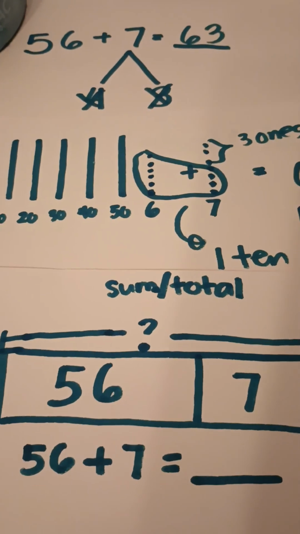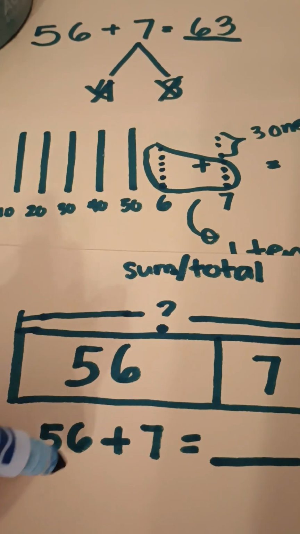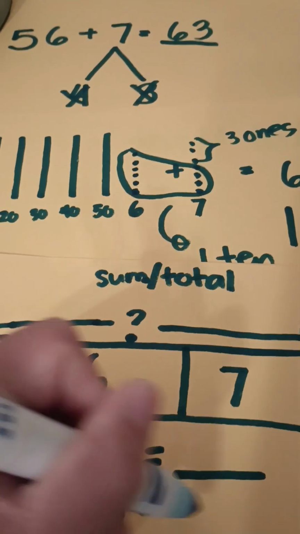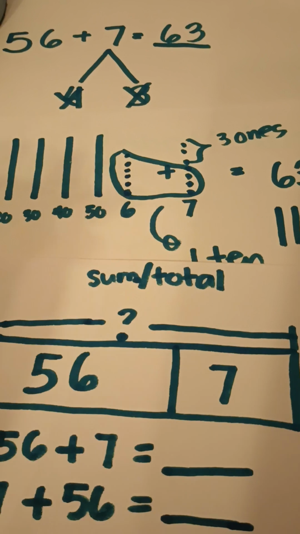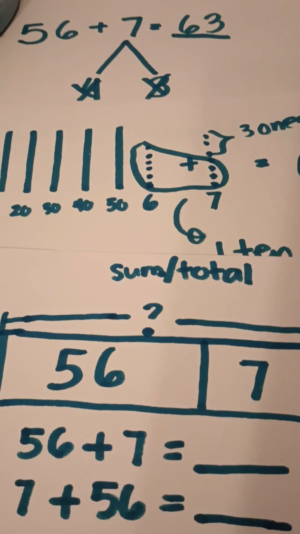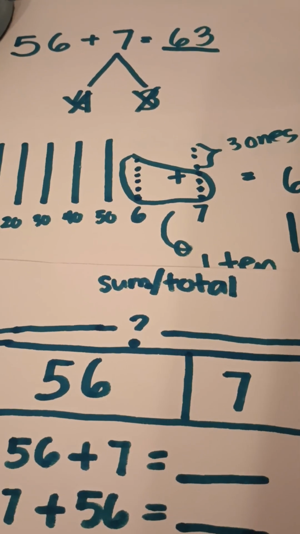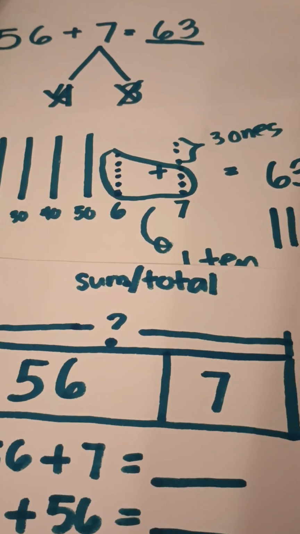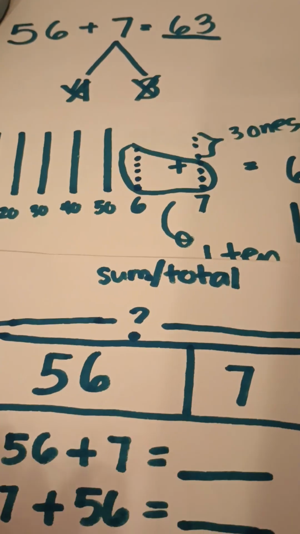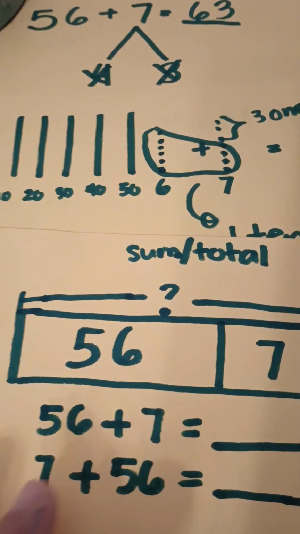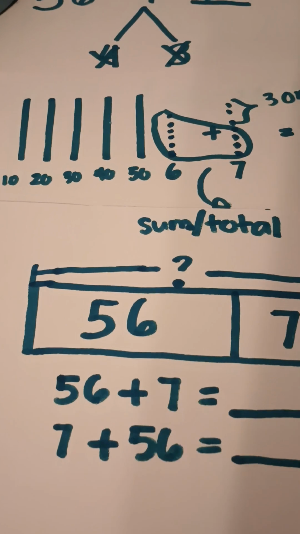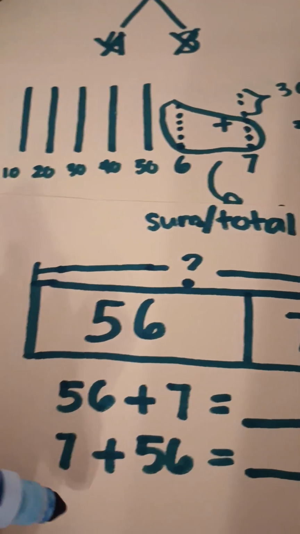56 plus 7 equals blank. Or a student may decide to say 7 plus 56 equals blank. In higher level math, not just first grade or kindergarten, you would know the commutative property. If you're in second, third, fourth, or fifth grade, because of the commutative property, 56 plus 7 is equal to 7 plus 56.